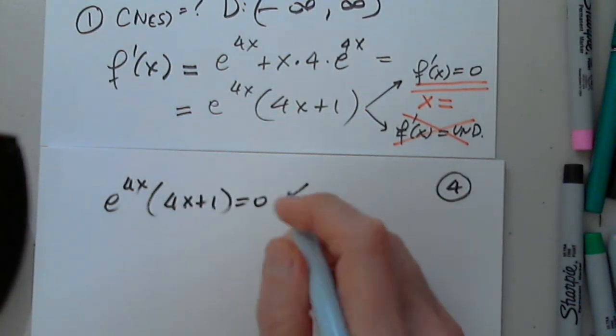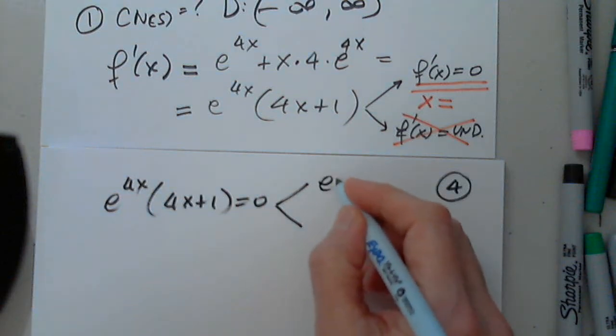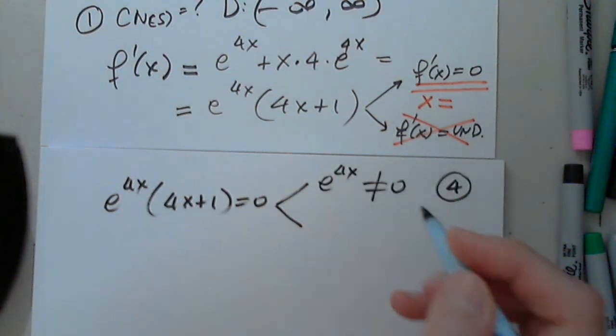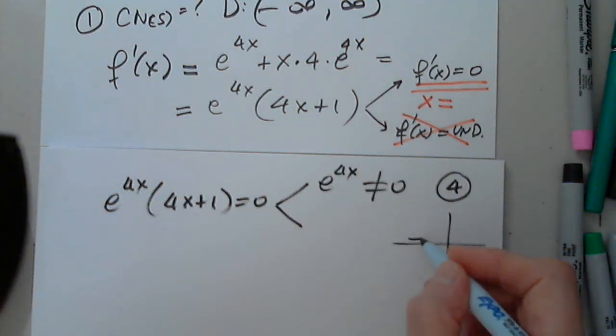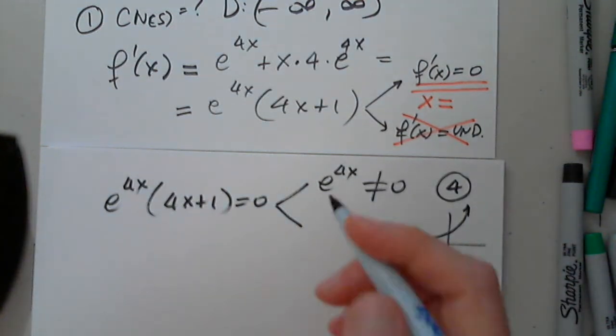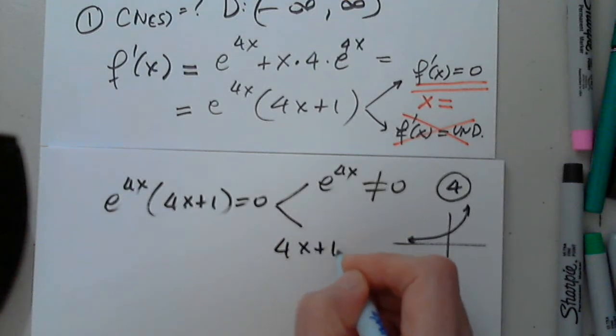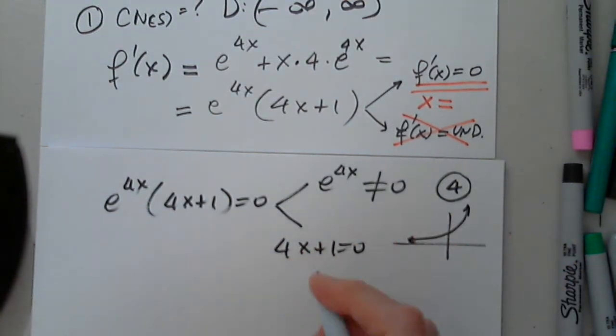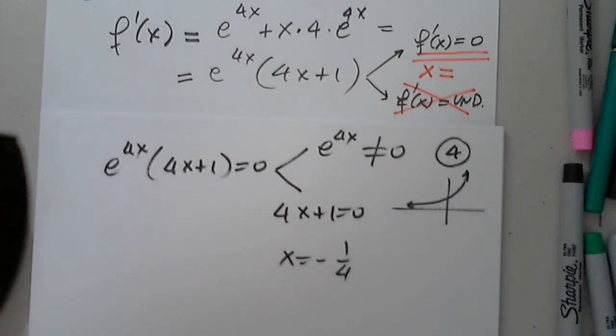There are two possibilities by the zero product principle. E to 4x could never be 0. We know the graph of e to 4x is this. That's not possible. It never touches the x-axis. And the other option is 4x plus 1 equals 0. We move 1, we divide by 4 because this is a linear equation. So we get negative 1/4. So this is the only critical number.